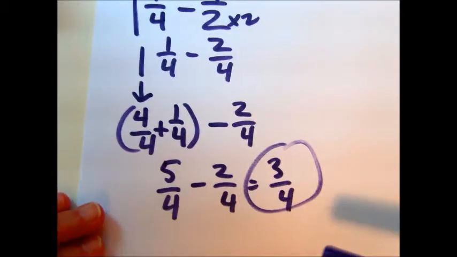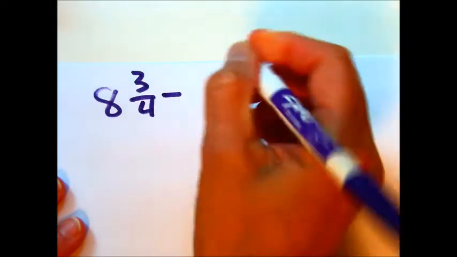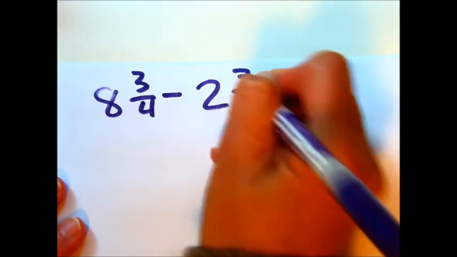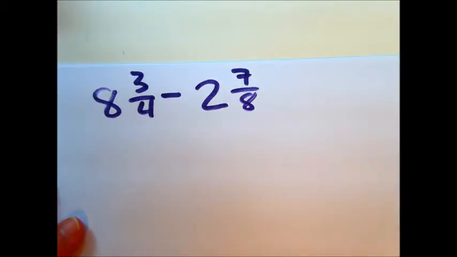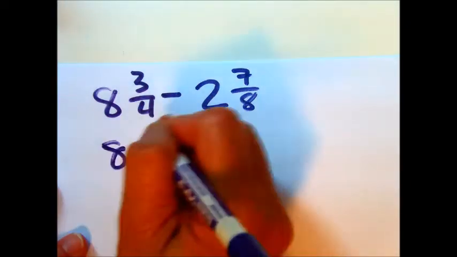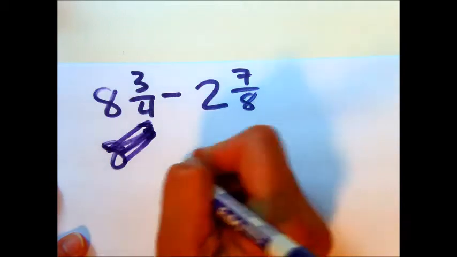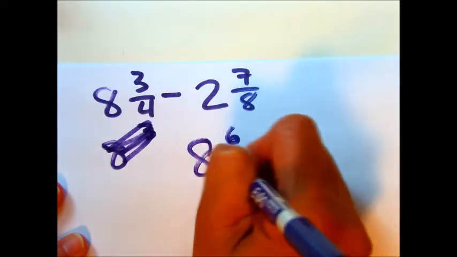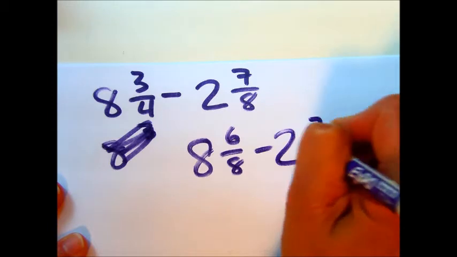Let's do one more, and I want you to think through this problem before I write down the numbers, just so you get a sense of whether you have this concept down or not. So in this last example, let's say we have 8 3/4 minus 2 7/8. Again, I want to have a common denominator before I decide what to do. I'm going to change these fourths to eighths. So I've got 8 6/8 minus 2 7/8.